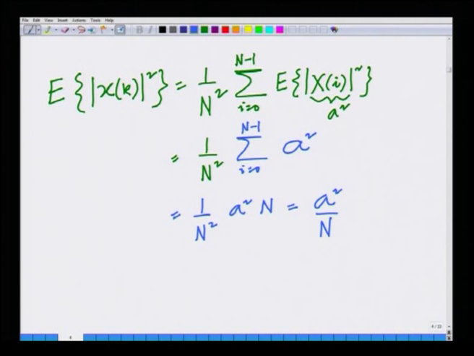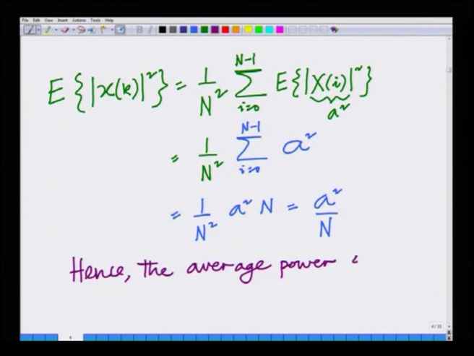Okay. Hence, the average transmission power in this system is a square divided by n, that is the average power.